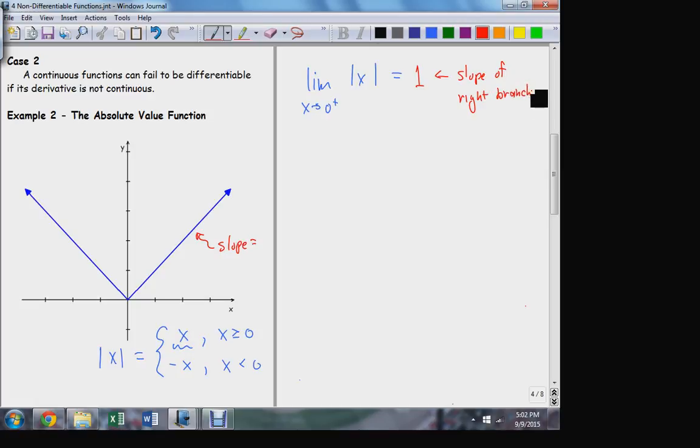Okay, what happens if I approach from the other side of 0? So along this approach, I'm talking about the positive values of x. What happens if I make this approach from the left-hand side? Now I'm talking about the negative values. The derivative represents the slope of the tangent lines. What's that going to be from the left-hand side? Negative 1. Now I'm on this other branch. On the right-hand side, the slope is positive 1, but on the left-hand branch, the slope is negative 1. So that's the slope of the left branch.